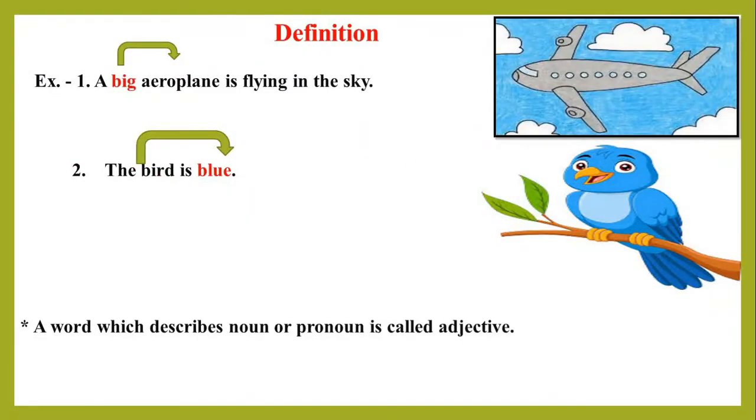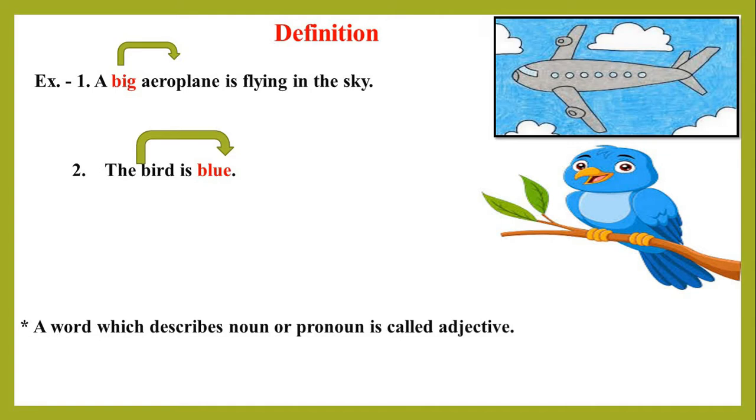Students, see these examples. First, a big aeroplane is flying in the sky. Here, the word big denotes the size of the aeroplane. And in the second example, the bird is blue. Here, the word blue describes the quality of the bird. So students, a word which describes a noun or pronoun is called an adjective.